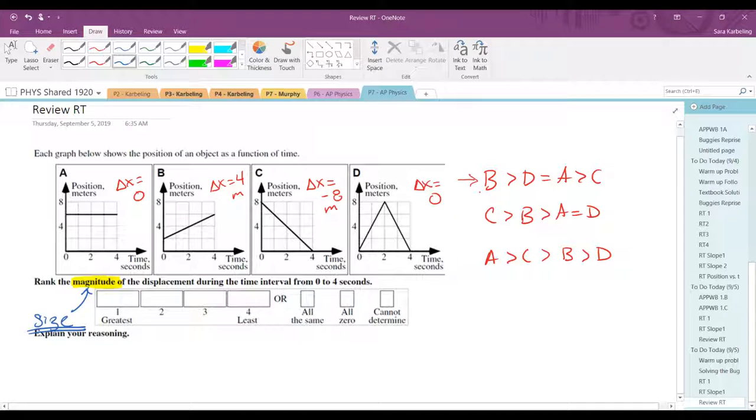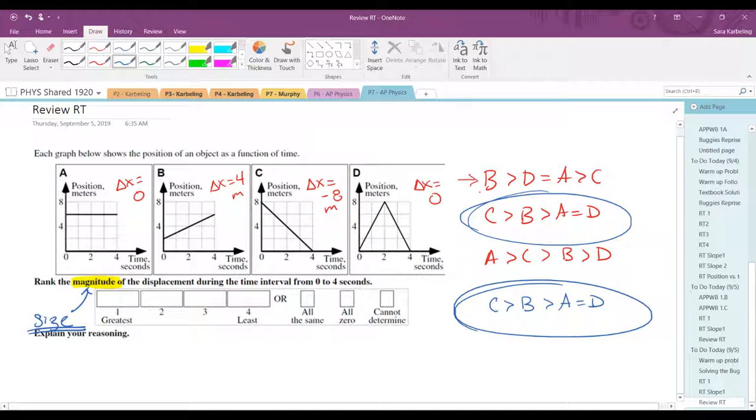So what's the actual answer for this one? C is greater than B is greater than A equals D, this one. Okay? So regardless of whether you had that or not, there's no judgment. I don't even know who said what. All I know is that this is the right thing, and the reason I picked this one is because I want to make sure you know the word magnitude. Magnitude means size. Okay? Questions on that?